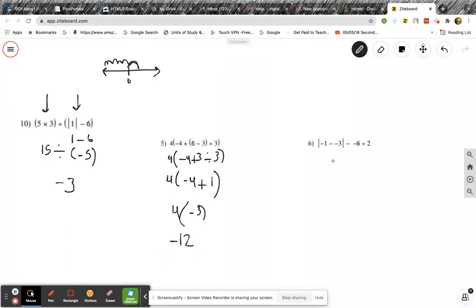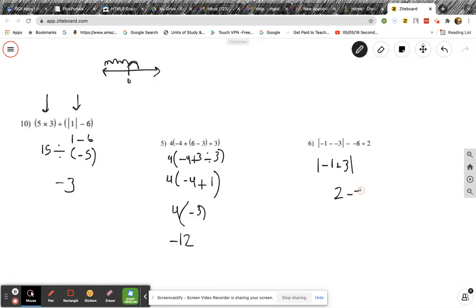For this one, I'm going to start with the absolute value. They sort of work like parentheses. So if I have negative 1 minus a negative 3, that's the same thing as negative 1 plus 3. Negative 1 plus 3 is 2, and the absolute value of 2 is 2.